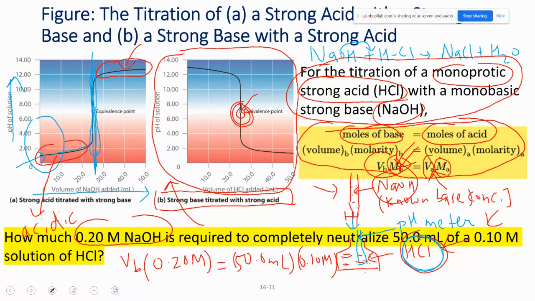Molar cancels out, and then my final unit is in milliliters. If I do the math, I'm going to end up with 25 ml. That means to completely neutralize 50 ml of a 0.10 molar solution of HCl, that chemist should add 25 ml of base from this burette.